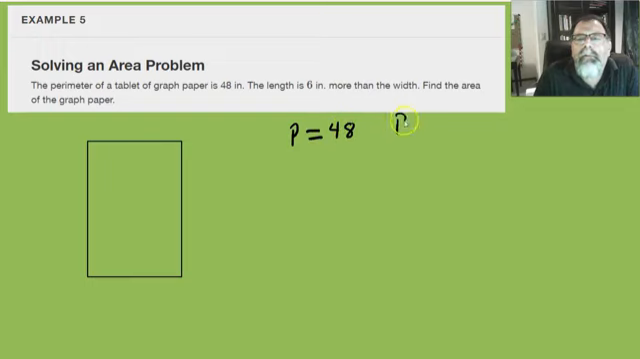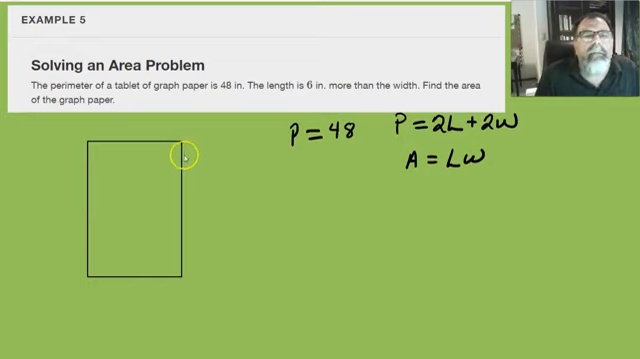We know the general formula for a perimeter, 2L plus 2W. And then they want us to find the area. The area formula of a rectangle is length times width, or just LW. You don't need that X there. Just erase that. LW.